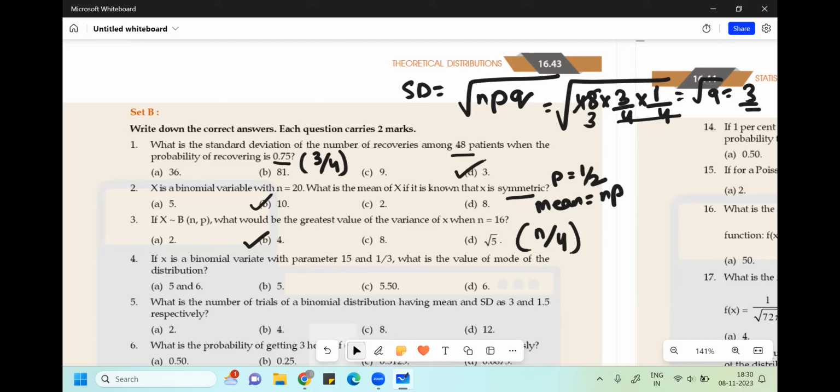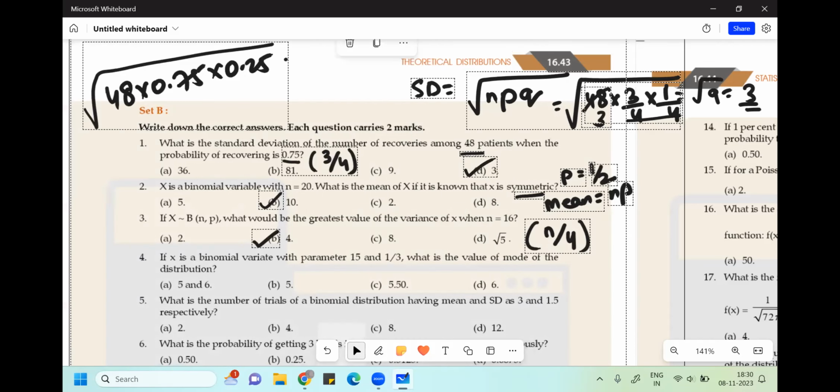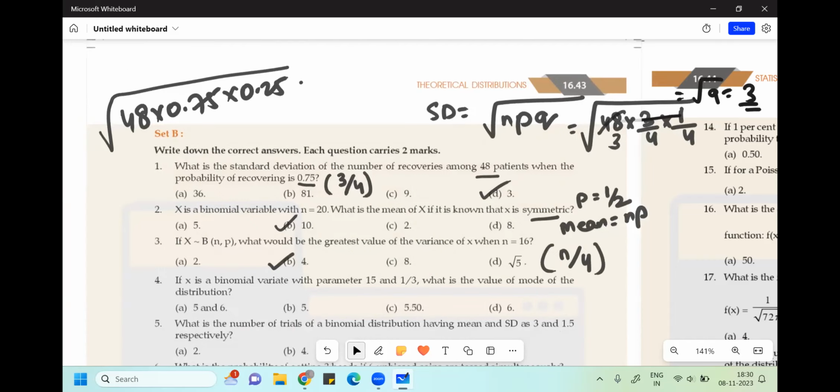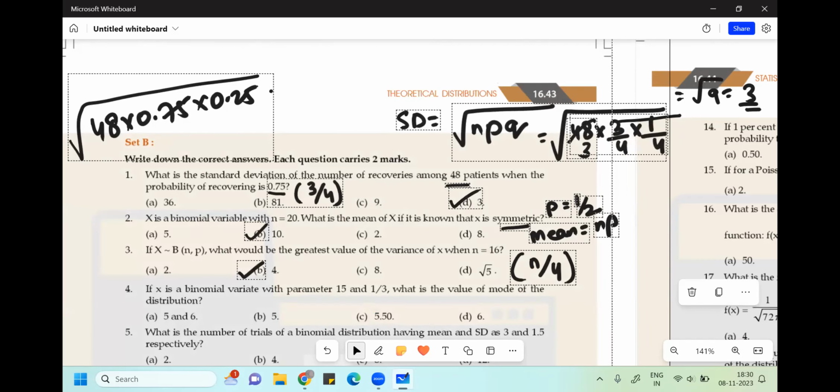So what is the standard deviation? Standard deviation would be 3. You know the formula, right? Under root of NPQ. In case you don't understand maths very well, you can directly do 48 into 0.75 into 0.25. You'll get 3 only. Clear everyone?